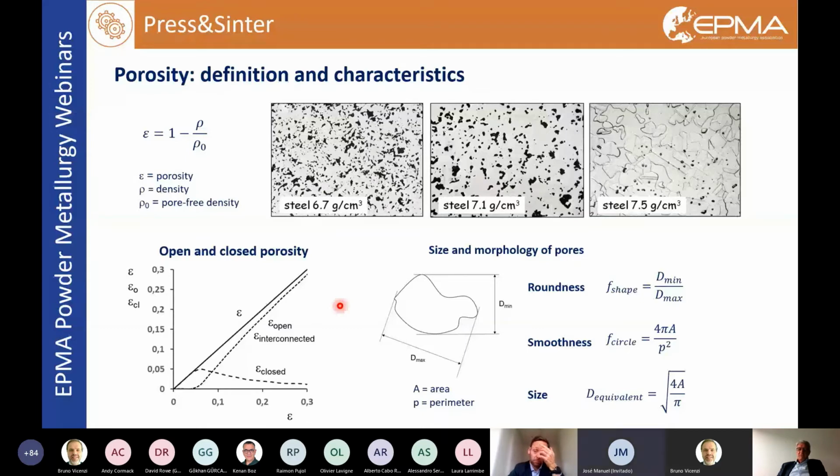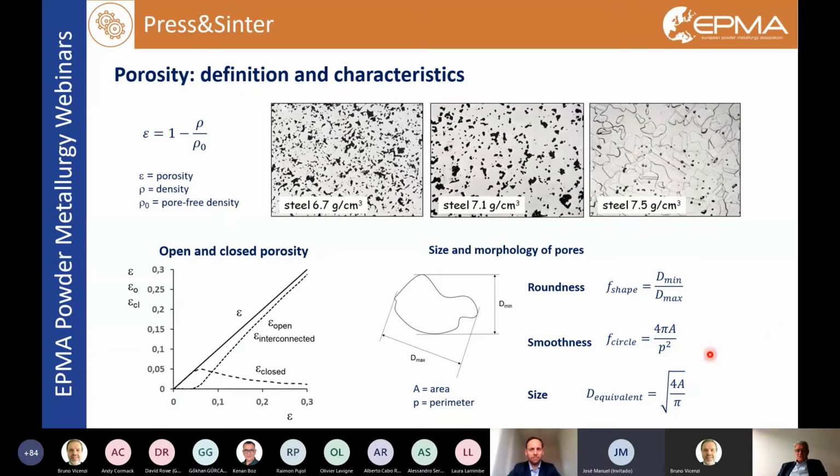Moreover, we have to speak about the morphology of porosity, since it strongly affects the mechanical properties. To describe the morphology of pores, we may use image analysis techniques, and the most used parameters are roundness and smoothness, defined by these two equations, where d min and d max are the minimum and maximum Feret diameter of the image, while A and P are the area and the perimeter of pores. Moreover, we have to define the size of the pores, and usually we adopt the equivalent diameter parameter, which is defined by this equation.